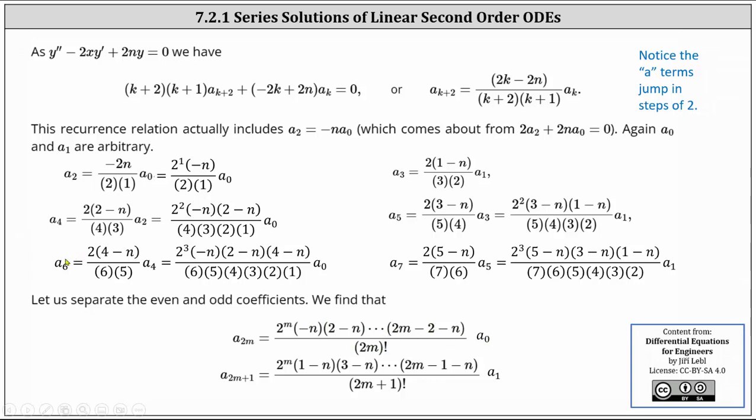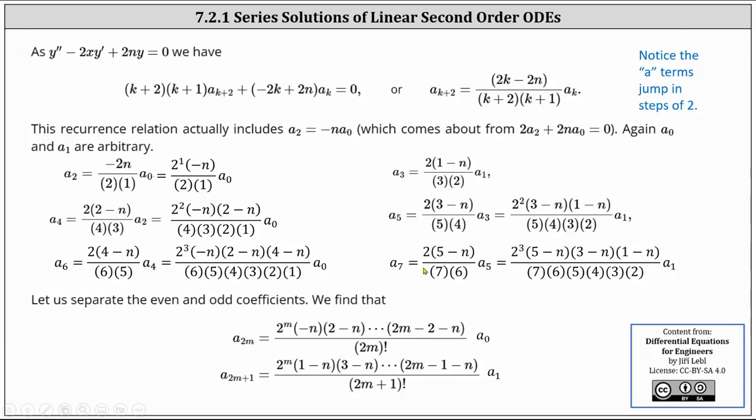Let's test this for a sub 6. Notice for a sub 6, m is 3, which gives us 2 cubed times negative n times 2 minus n. The last binomial factor is 2 times 3 minus 2, which is 4 minus n, which is true. And then we have divided by 6 factorial times a sub 0. So that formula works for the even coefficients.